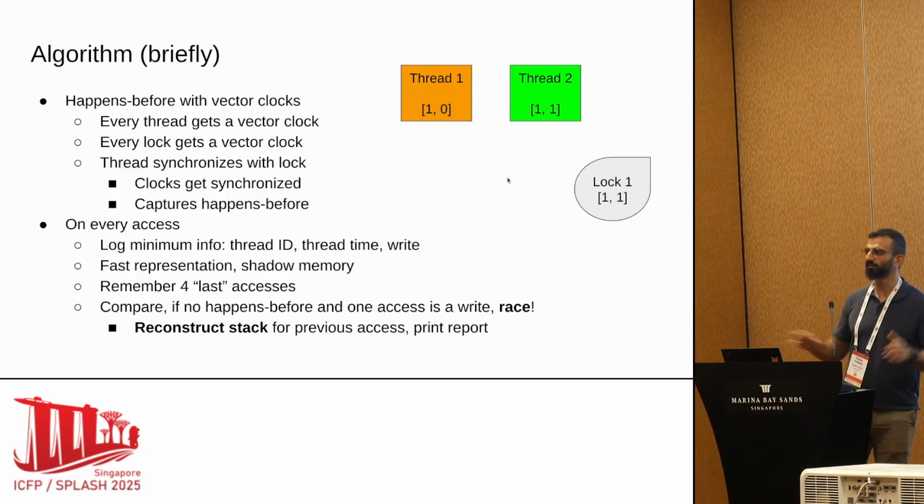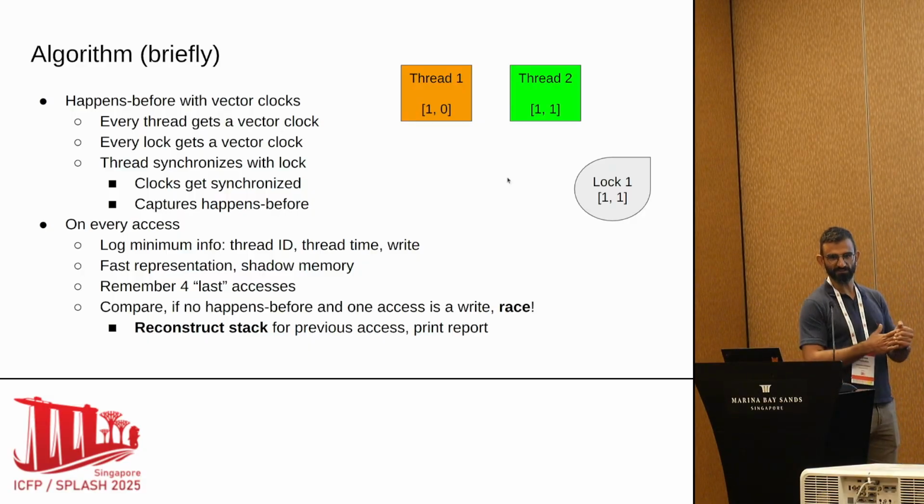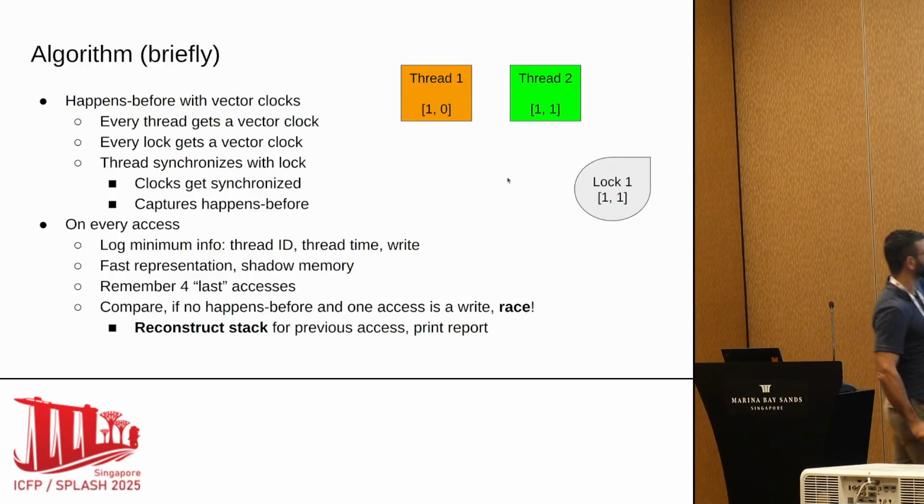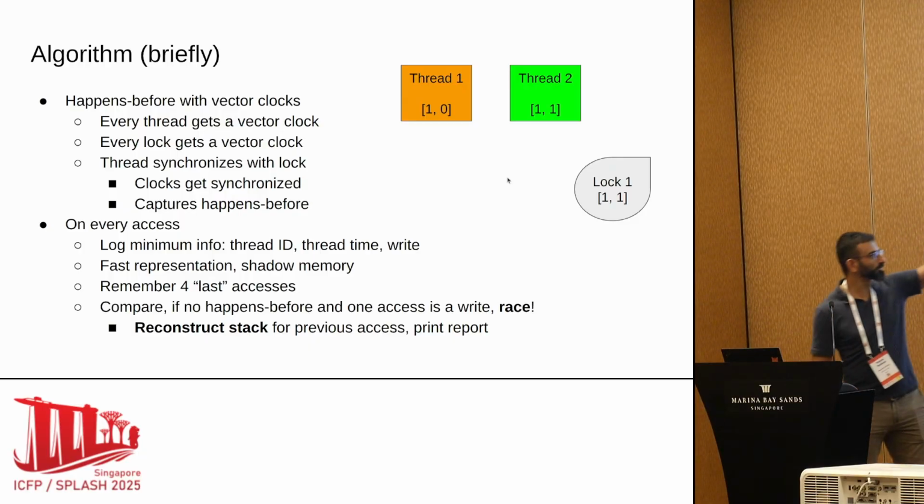And so this is the algorithm, the FastTrack algorithm. This is what TSan uses as well. And so we are based on this. And here's where the differences start. We want a fast representation. So we also use shadow memory.